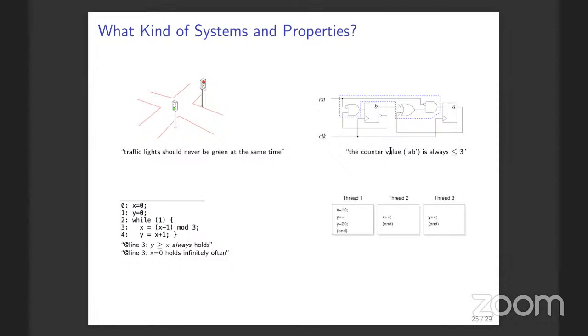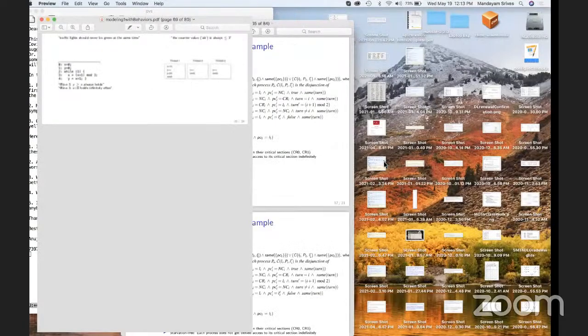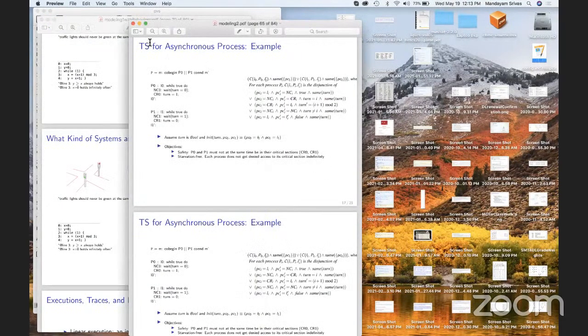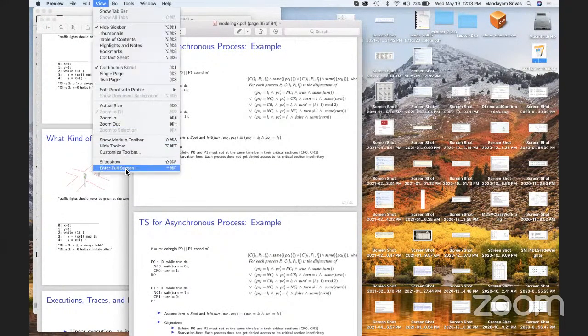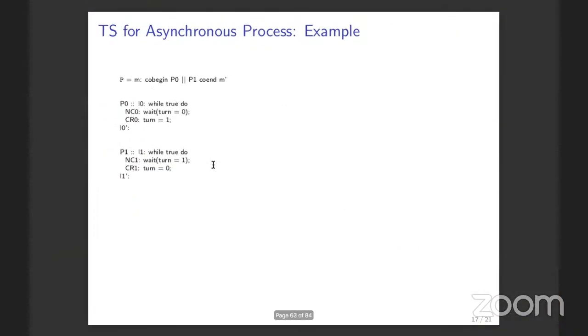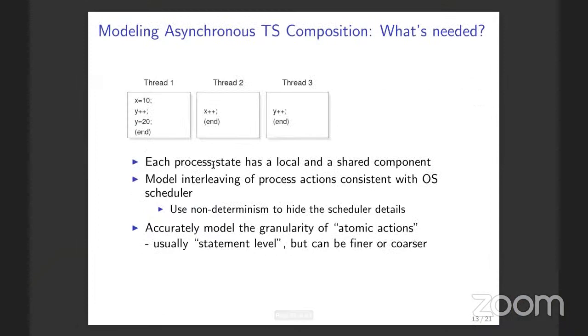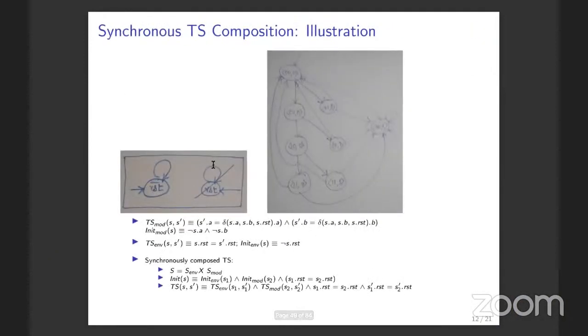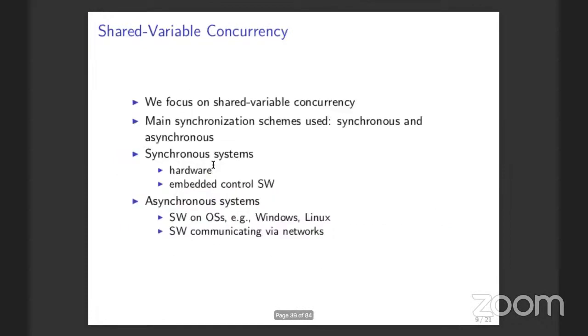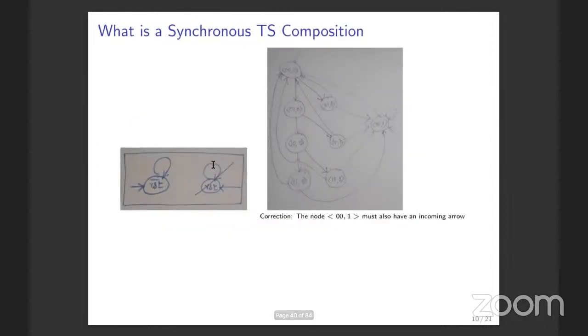Okay. Let me now move to this. Yeah, I think I've said most of the things, and I don't think I need to go through this. Okay, so let's see what a synchronous transition system composition is. You have seen this example. It's the mod 3 counter.